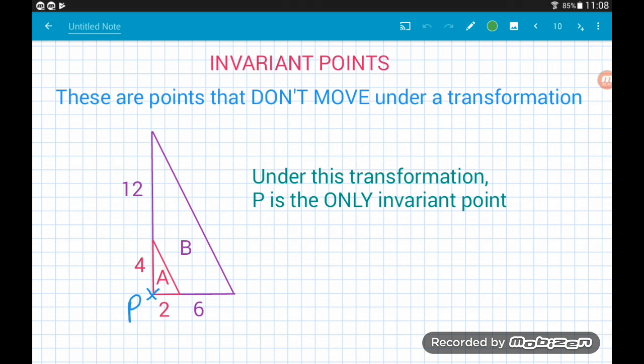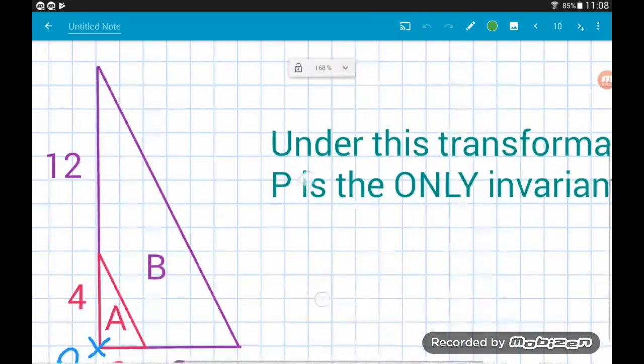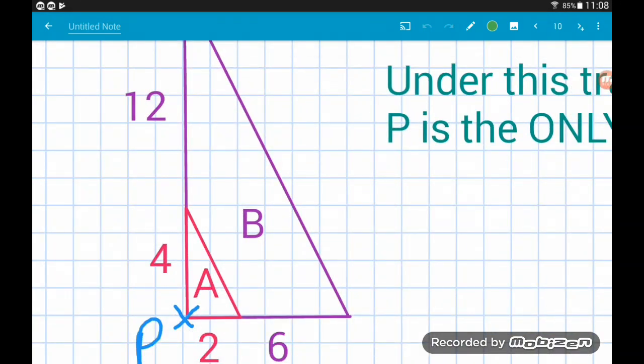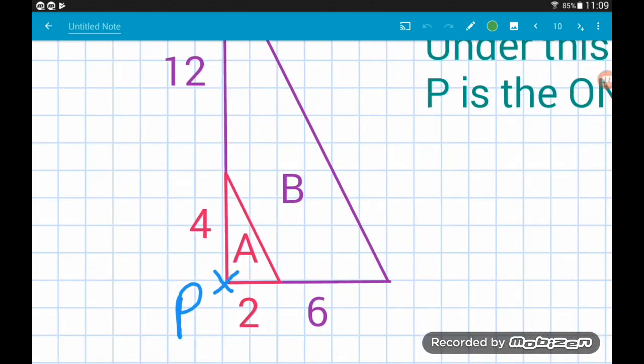If we look at this previous example, where we enlarge triangle A with a scale factor of 3, centre the point P, let's talk about the invariant points here. Well, what's happened here? We're enlarging with a scale factor of 3 with reference to a point P. So every single point on this triangle has actually got further away from point P, except with one exception. The one exception is at point P itself.